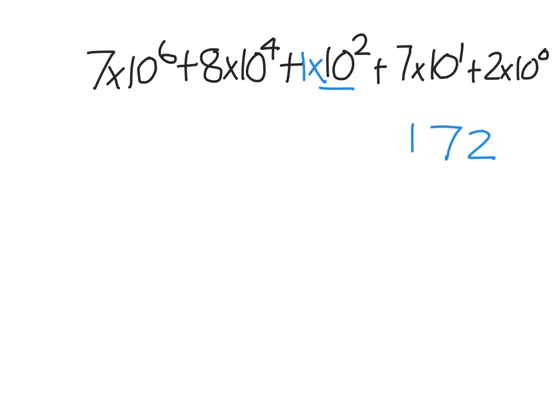Now notice there's no thousands, so I'm going to put a 0 in the thousands column. So next up we have 10,000s. So that is 8 times 10 to the power of 4. I'll put an 8 in the 10,000s column.